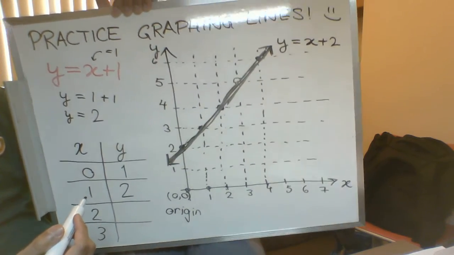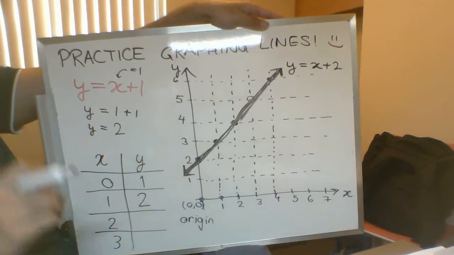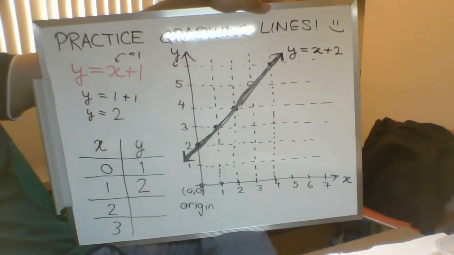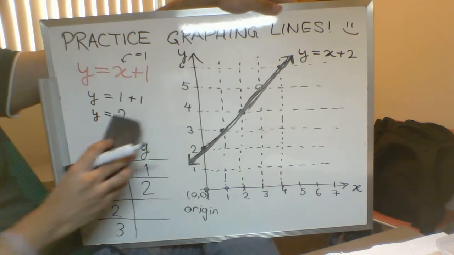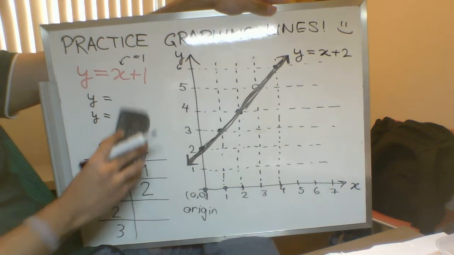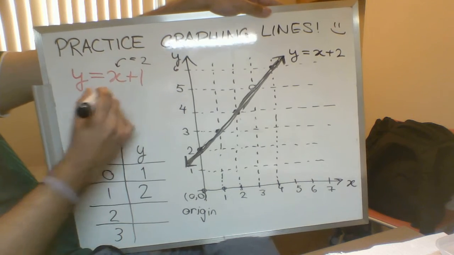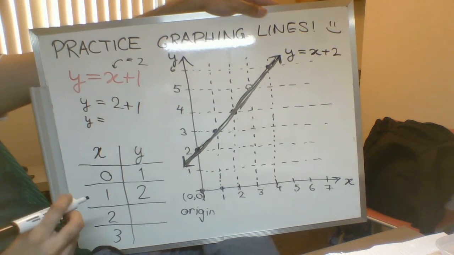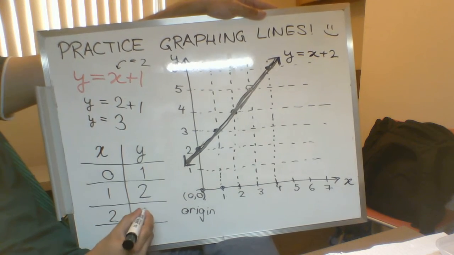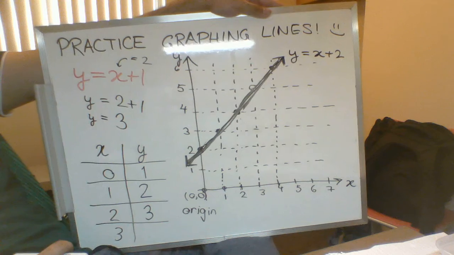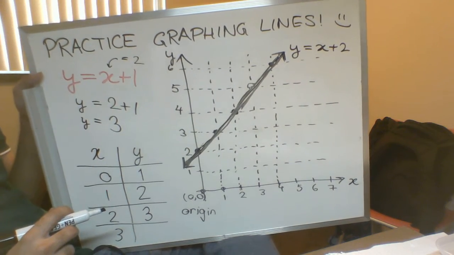And so now let's go ahead and do the next one. Hopefully this isn't going too fast. If it is, let me know and I'll slow down in the next one. But hopefully this is making sense. When x is equal to 2, we plug in a 2 up here in our equation. So we get y is equal to 2 plus 1. So this tells us that y is equal to 3. And we can put a 3 down in our table over there beside x equals 2. Okay, hopefully that's making sense.